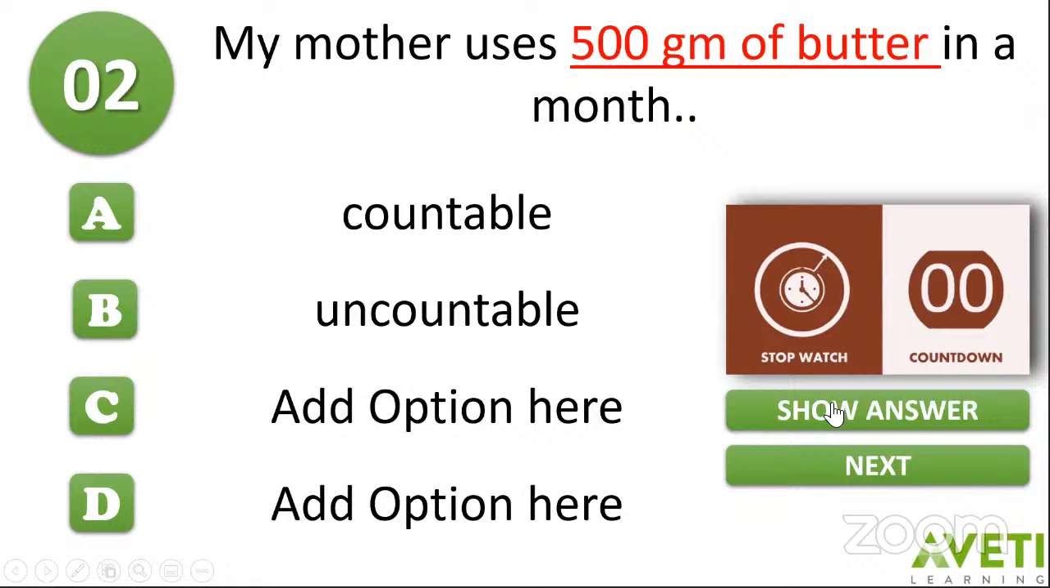My mother uses 500 grams of butter in a month. So here the noun that has been given is 500 grams of butter. Now tell me, is 500 grams of butter countable or uncountable? Your countdown begins now.